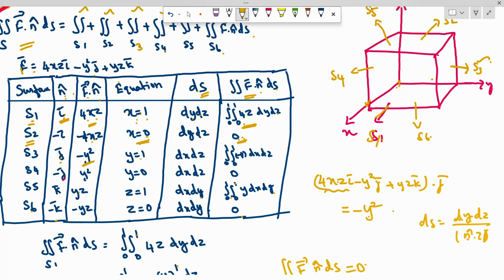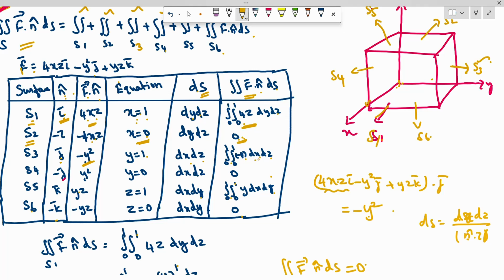Okay, and also y equal to 1. From the origin, y distance will be 1. ds is dx dz. This one is the y axis, no? dx dz divided by n cap dot j. n cap is j, j dot j value 1, we will get dx dz. And then substitute here double integral, f dot n cap is y square minus y square. Here y value 1, substitute here, we will get only minus 1 dx dy.